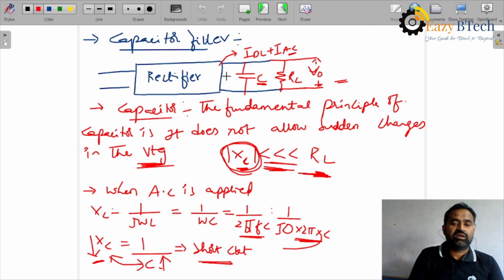Now you can see the output of the rectifier has a DC portion and an AC portion. Whatever the AC portion is there, that AC portion passes through the capacitor, and the DC does not pass through it. Whatever the DC signal is there, that DC signal will fully appear across the load resistance.